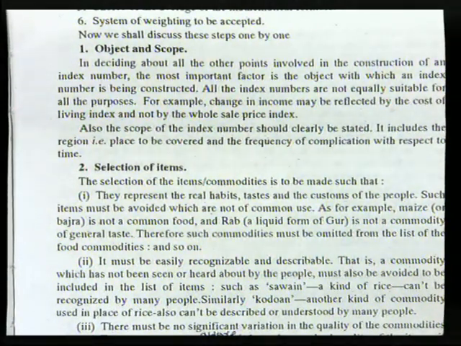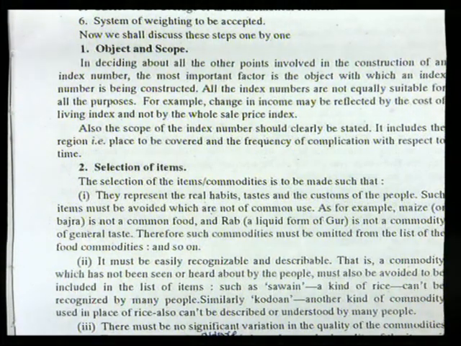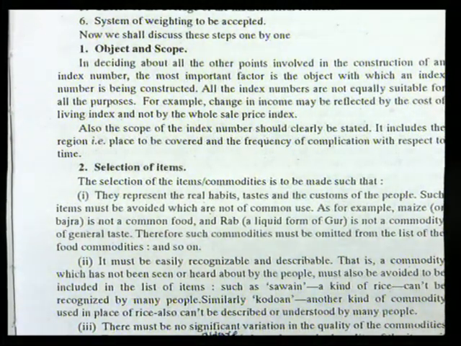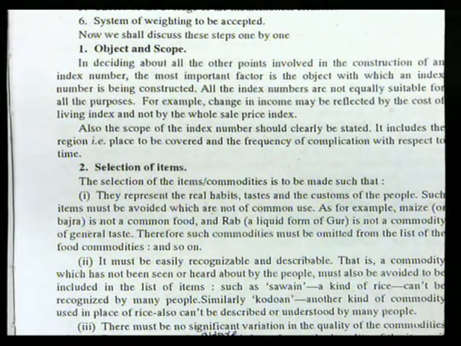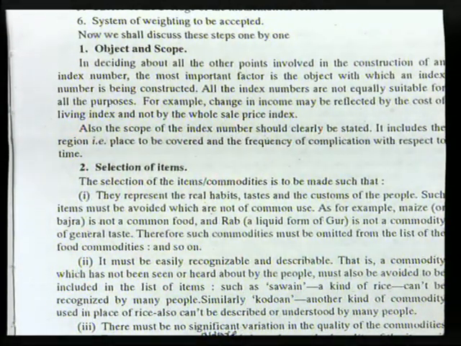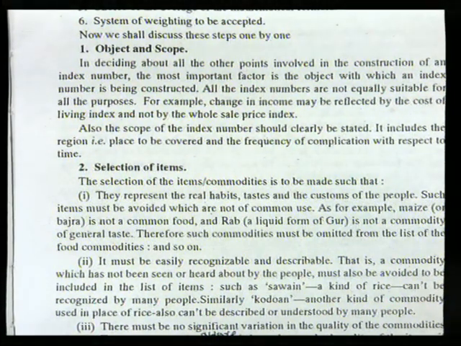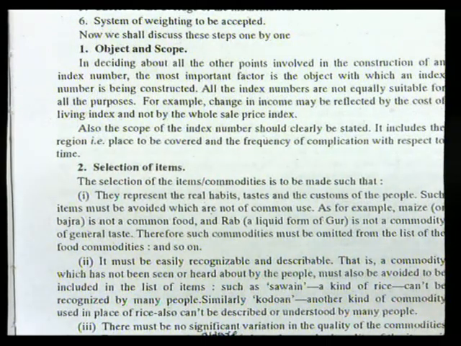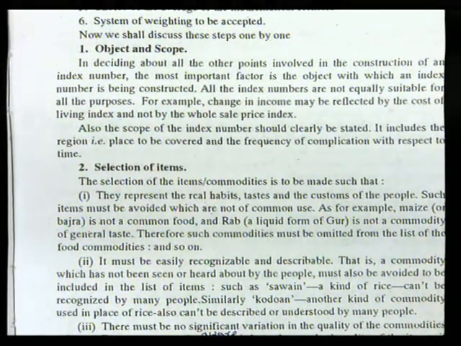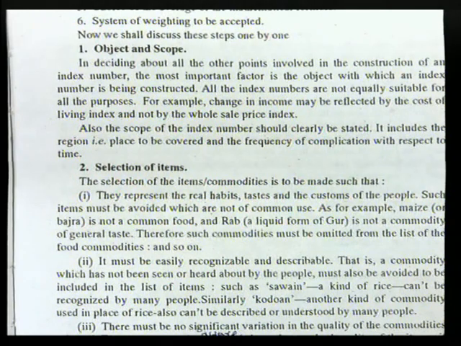Number 3, there must not be any significant variation in the quality of the commodities selected. That is, one must be aware of the standard quality of the items. If several qualities of that item are available in the market, for example, there is a large variation among qualities of, say, rice alone.